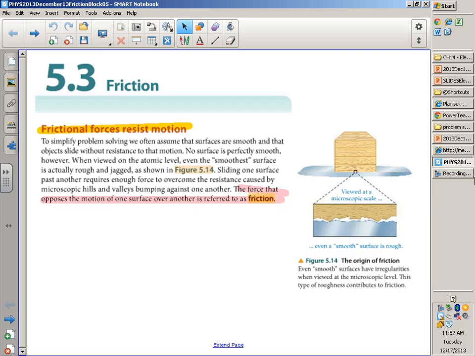Yesterday we introduced the last section of chapter 5, and that deals with friction. We introduced first that friction is a resistance force. It opposes the motion of one surface over another. Friction is always opposite. It always acts against something. A lot of times it's motion, but we'll see later today that that's not always the case. Sometimes we can have friction even though there is no motion.